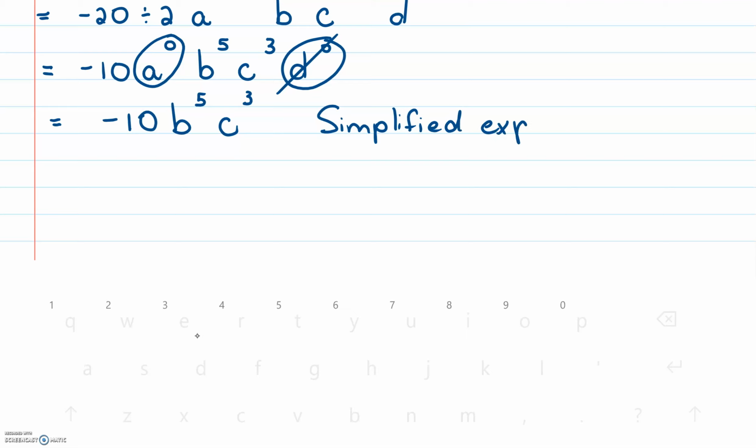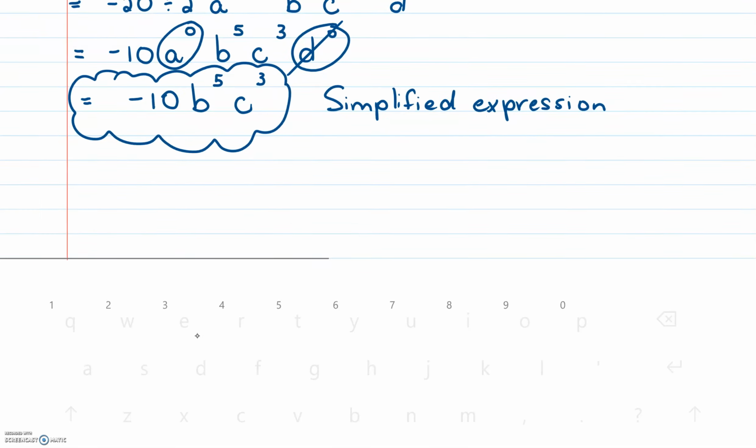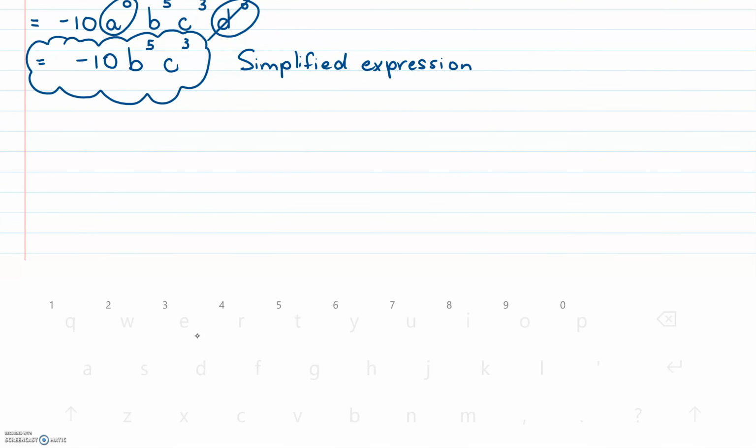Okay, that's what I'm looking for since there is no more work to do. If you leave this with a d to the power of 0, you can still do one more step and scrap it. Okay, so this is what I'm looking for, -10, b to the power 5, and c to the power of 3. Now, I did continue and had part 2 to this question. So we can continue if I give you the values of B, A, C, and D.